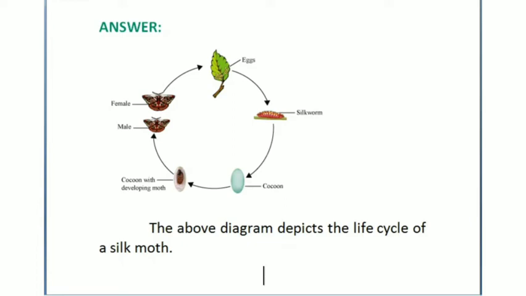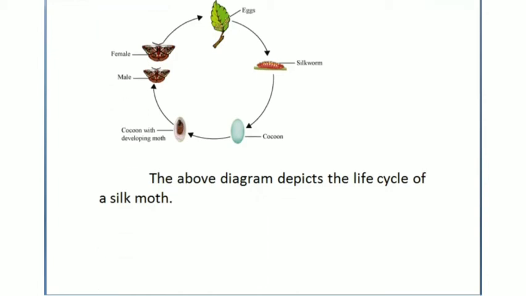See, if you open your book, page number 41, the diagram that is drawn there, silk moth life cycle, you can draw that also. And one more thing, students, when you draw the diagram, please color it also, so that it becomes a little bit attractive, right? So see, there is egg, there is silk moth, there is cocoon with developing moth, then male, then female, then it flies, right? So this is the life cycle of the silk moth. The above diagram depicts the life cycle of the silk moth.